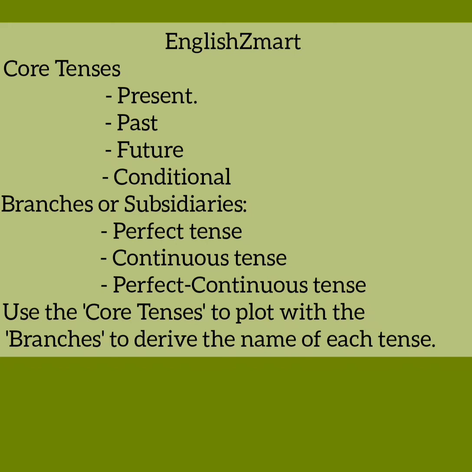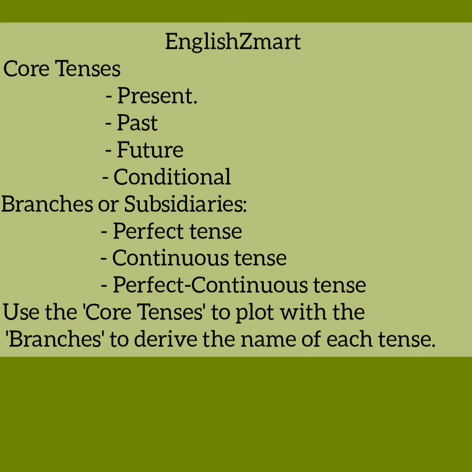Let's go. The present will plot with the perfect to form the present perfect tense. Again, the present plots with the continuous to form the present continuous tense. Once more, the present plots with the perfect continuous to form the present perfect continuous tense. Now we skip down to the past.